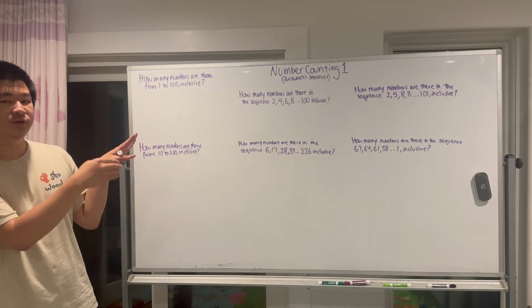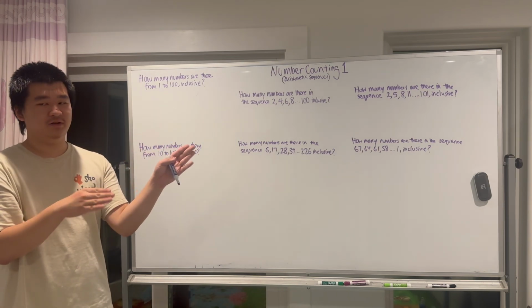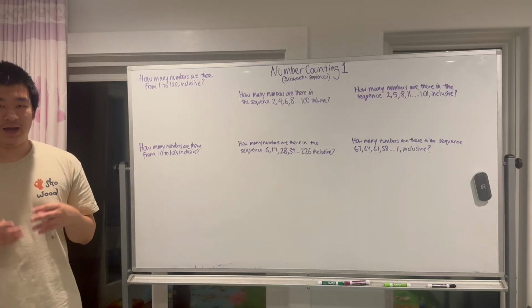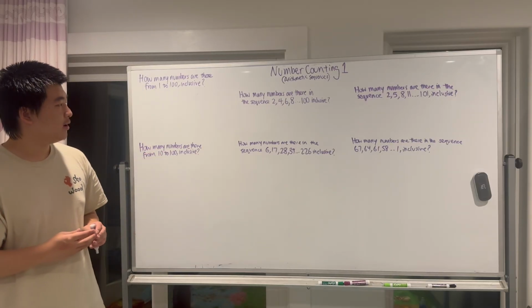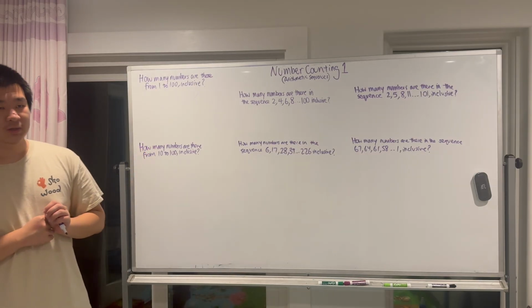This one I would say is the most important with arithmetic sequences, and then it kind of branches off into number counting too and arithmetic sequences. So please try your best to understand this video. You can absolutely leave a comment if you're confused, or just rewatch the video a few times. So let's get right into it.